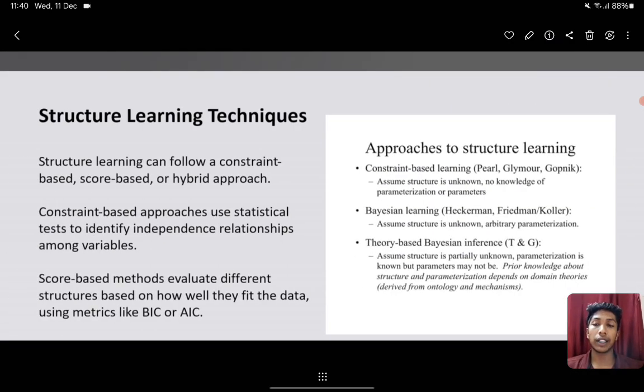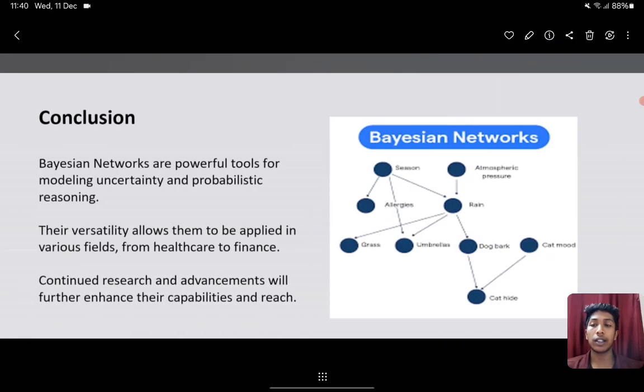Structure learning techniques. Structure learning can follow a constraint-based, score-based, or hybrid approach. Constraint-based approaches use statistical tests to identify independence relationships among variables. Score-based methods evaluate different structures based on how well they fit the data using metrics like BIC or AIC.